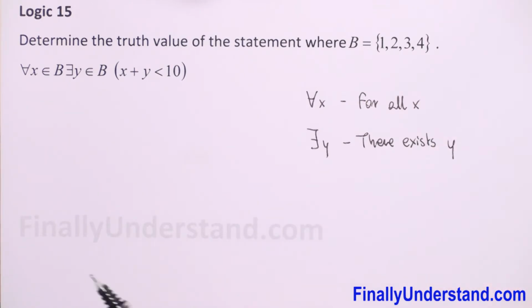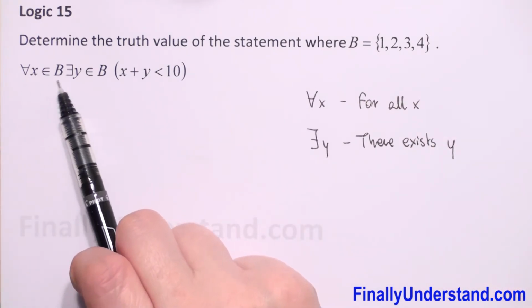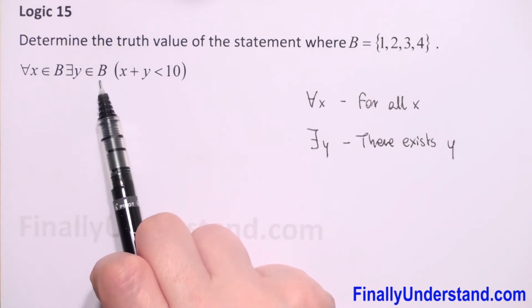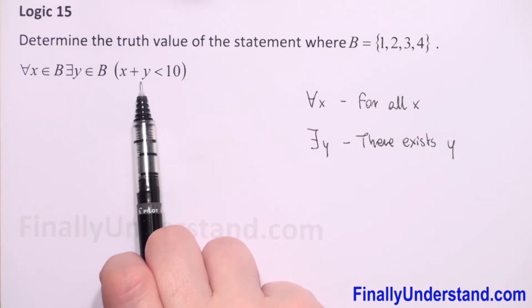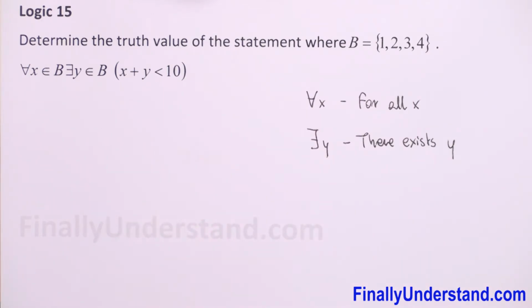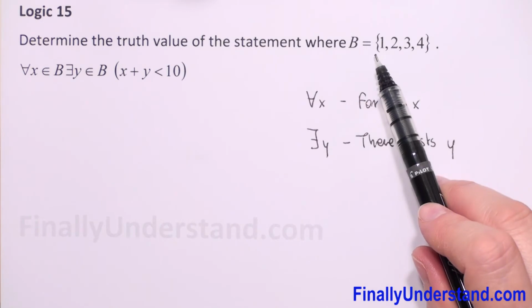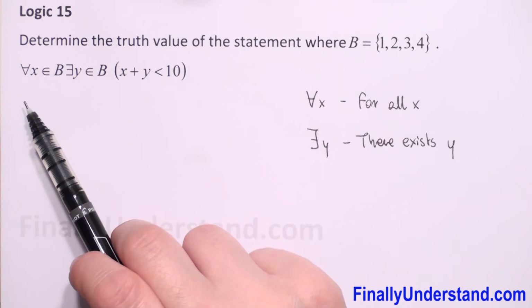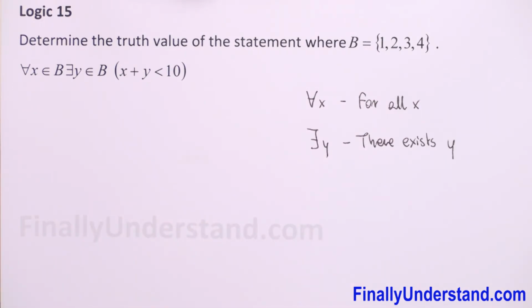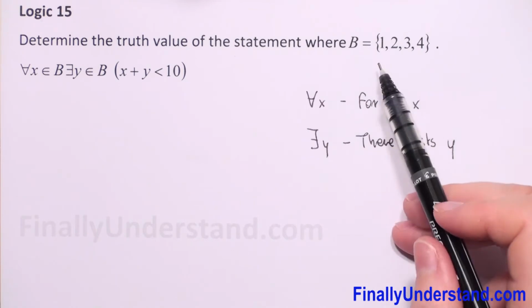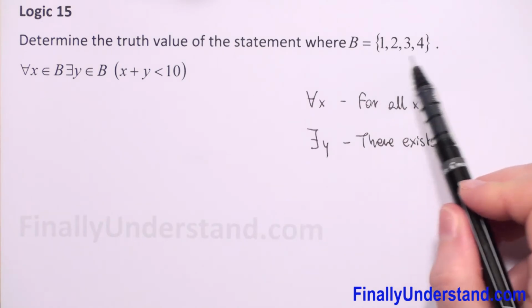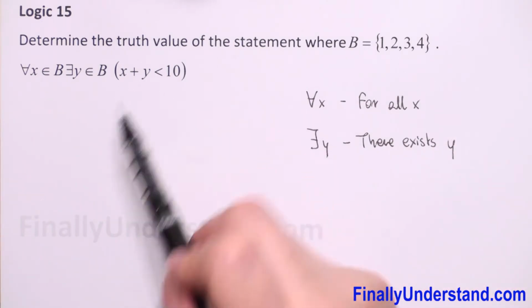So we have for all x from set B, there exists y from set B such that x plus y is less than 10. So let's check. We have only 4 elements. First, because we have for all x, we have to choose x equals 1, x equals 2, 3, 4. Because they are small numbers, we can always choose y from this set so that this inequality will be true.